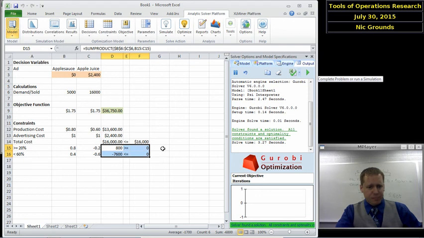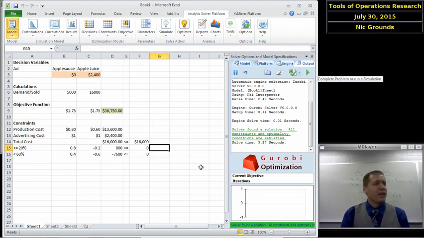Okay. Now, are we making the minimum amount of applesauce or the maximum amount of applesauce? In terms of, are we 20% applesauce, 60% applesauce, or somewhere in between? And why? That's not a question on the homework. It's just a question for me. Any thoughts?